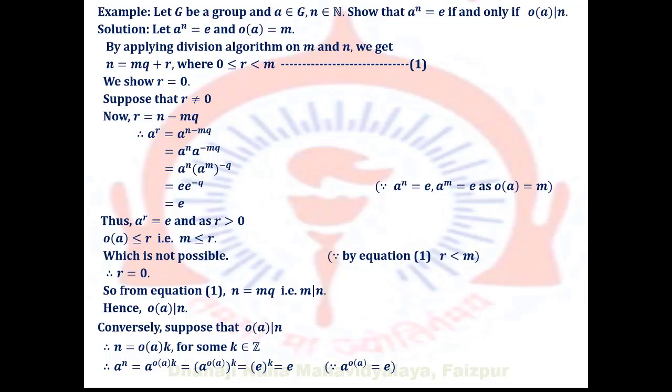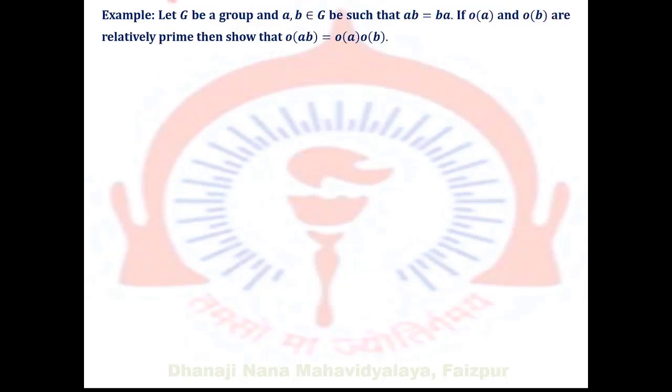Thus we have the important result, that for any natural number n, a raised to n is equal to e if and only if order of a divides n. Now next example: let G be a group and a and b belong to G such that ab is equal to ba. If order of a and order of b are relatively prime, then show that order of ab is equal to order of a into order of b.